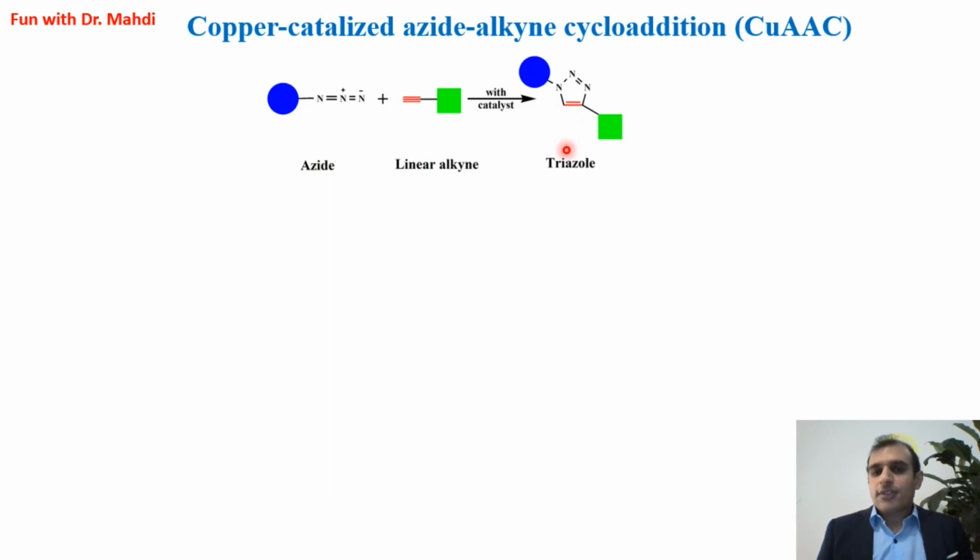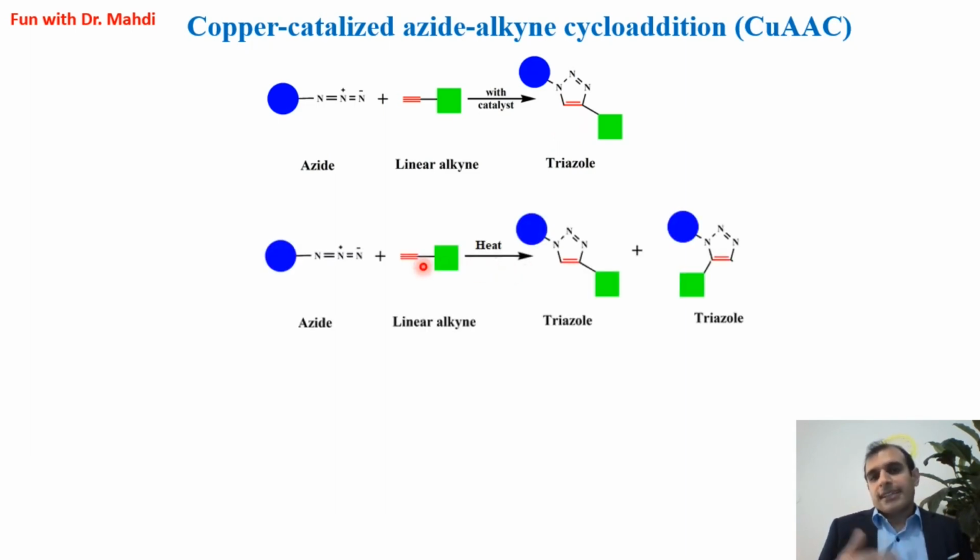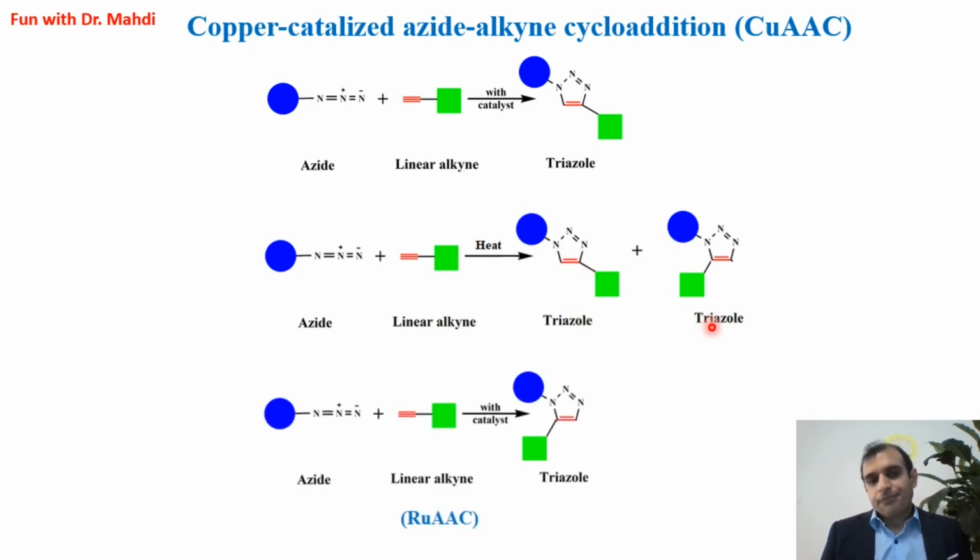Product will be a triazole, and product will be a 5-membered ring. We can also do this reaction in the presence of heat instead of copper. Again, reaction between azide and linear alkyne, and in this case we need to increase the temperature to 100 degrees, and we will have two isomers, 1,4 triazole and 1,5 triazole.